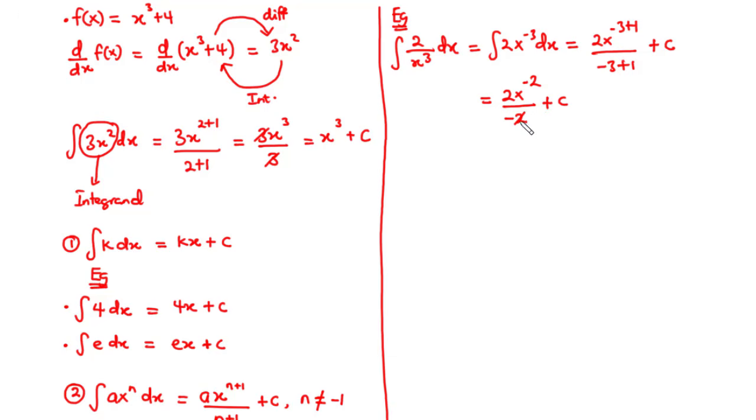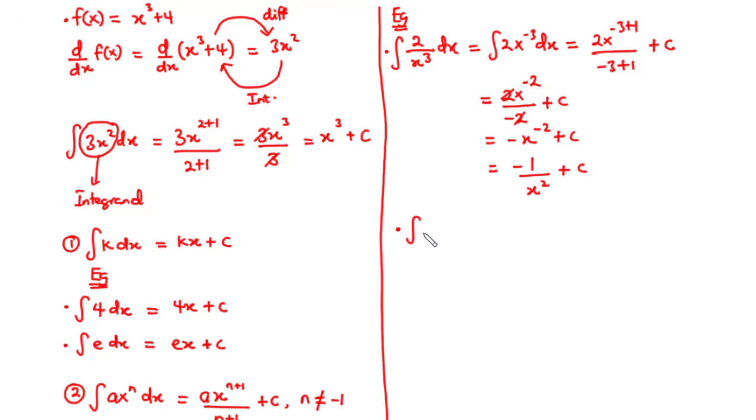So 2 cancels out 2, we are left with -x exponent -2 plus c, and then we can simplify this as -1 over x squared plus c. Now let's move on to another example.